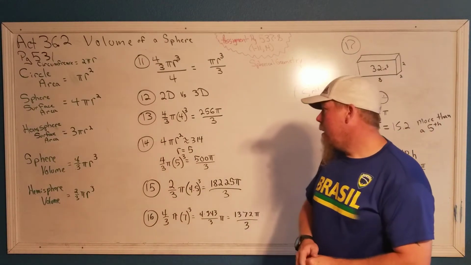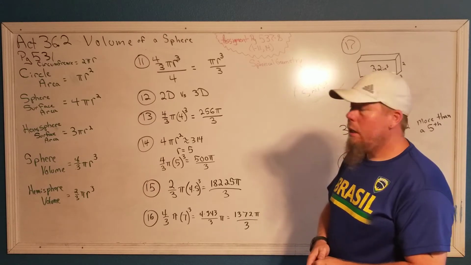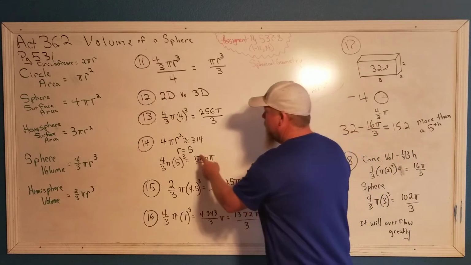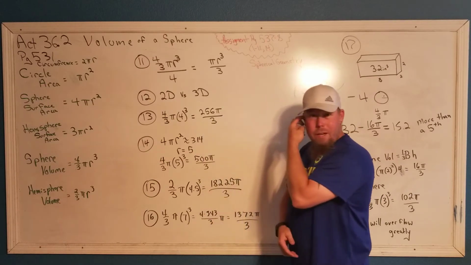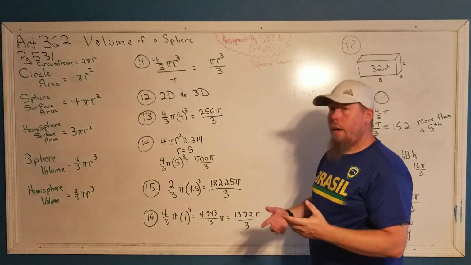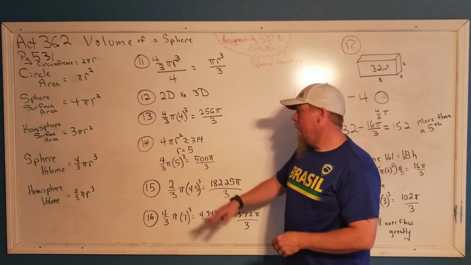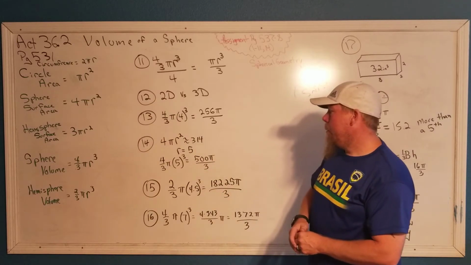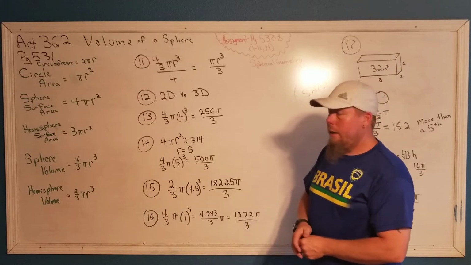Number 14, they tell us that the surface area is approximately 314, which tells us that our radius is 5 when we solve that, okay? 314 is about 100 times pi, and 100 pi divided by 4 would be 25, meaning that radius squared would be 25, so the radius is 5. And then we plug that in to get our volume, and we end up with 500 pi over 3, okay? And again, you can put that in a calculator to get your decimal answer.